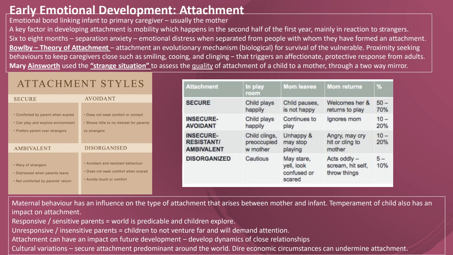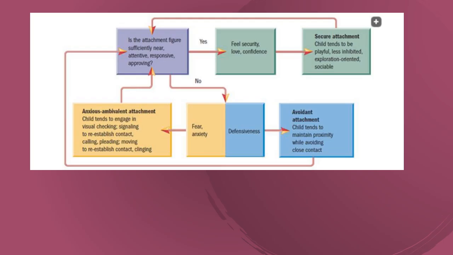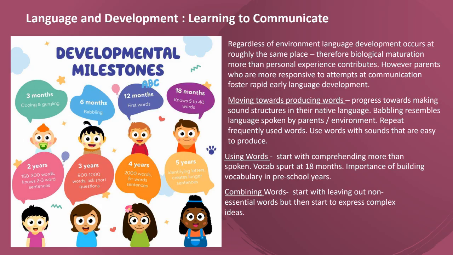And again, cultural variations can happen that can undermine attachments. Right, so this is just a little flow diagram, which is in the recording, which you can go and look at, and it just shows how the system of attachments can work, but I don't want to use up too much of your time doing that.